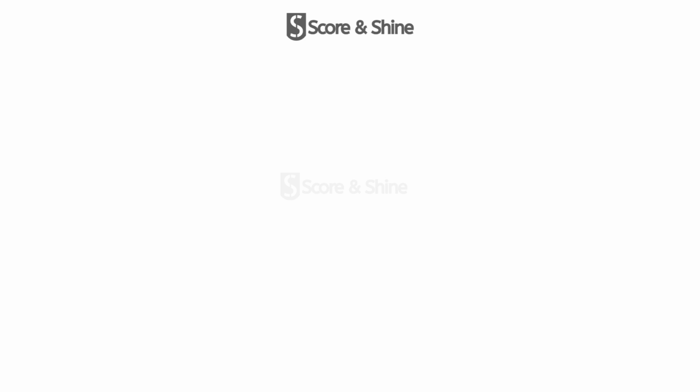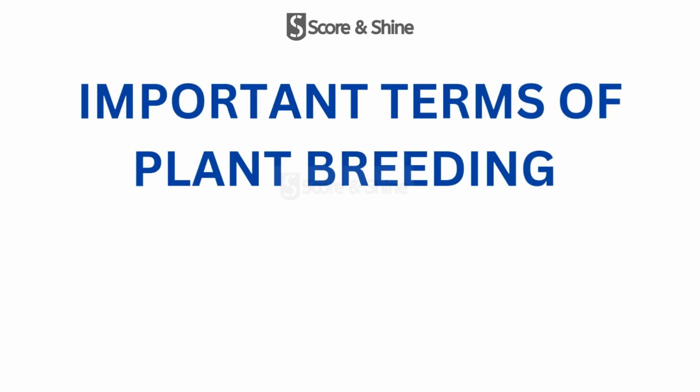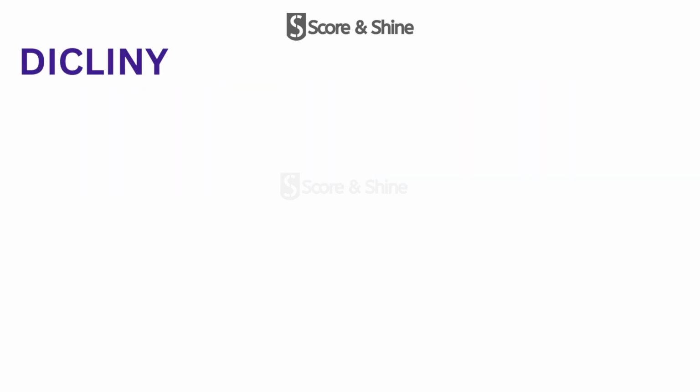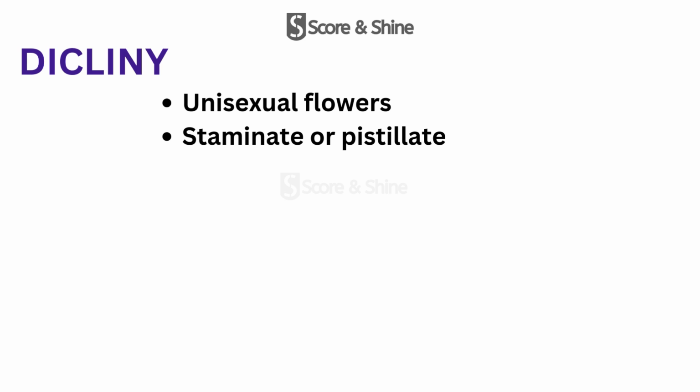Hello all, this video will be all about the most important exam oriented terms of plant breeding. So let's start with Dicliny. Dicliny refers to unisexual flowers, which means flowers will be either staminate or pistillate.